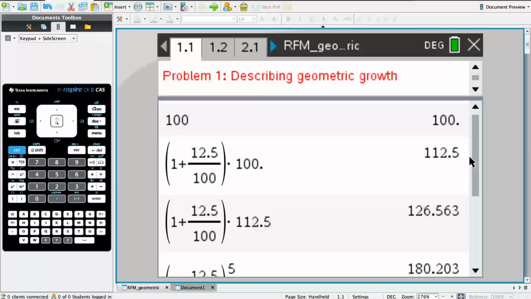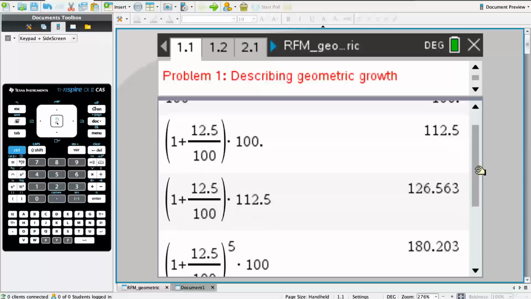So if you do 1 plus 12.5 over 100 times the previous answer, you will now know, if you're doing this module, that you can just type in ANS and it will complete the recursion. That is, it will always do 1.125 times the previous answer. So rather than go through that in great depth, I think people will be pretty good with that by now.